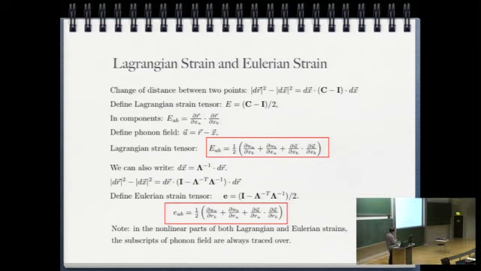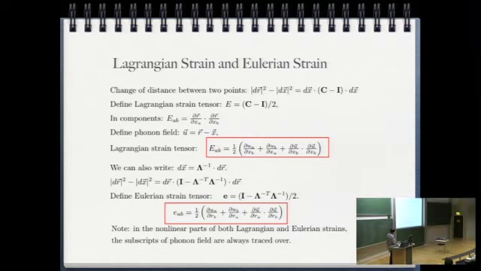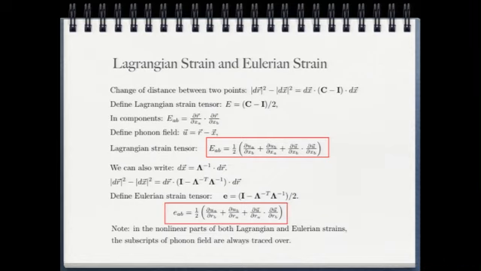Now let's calculate the change of distance between 2 points in the deformed state and in the undeformed state. This change of distance can be expressed as a quadratic form like this. The matrix is C minus 1, and we define this matrix divided by 2 to be the Lagrangian strain tensor. We can write out their components. E_AB is given by the partial derivative of the vector R with respect to X_A, dot product with the partial derivative of the vector R with respect to X_B.